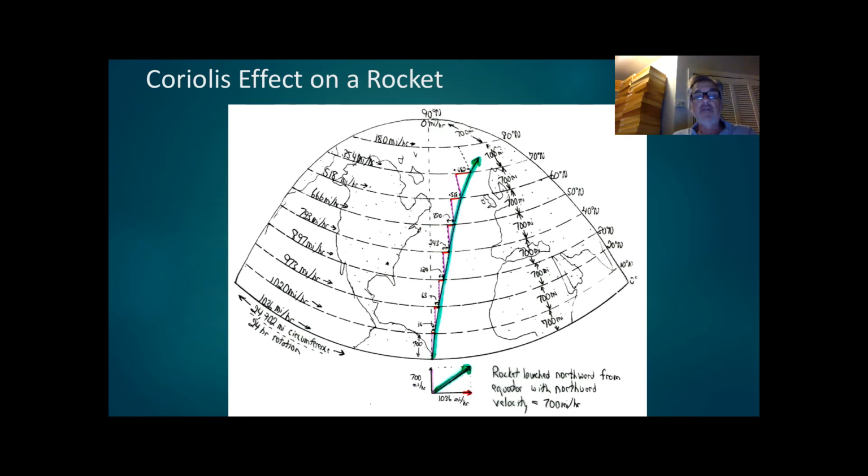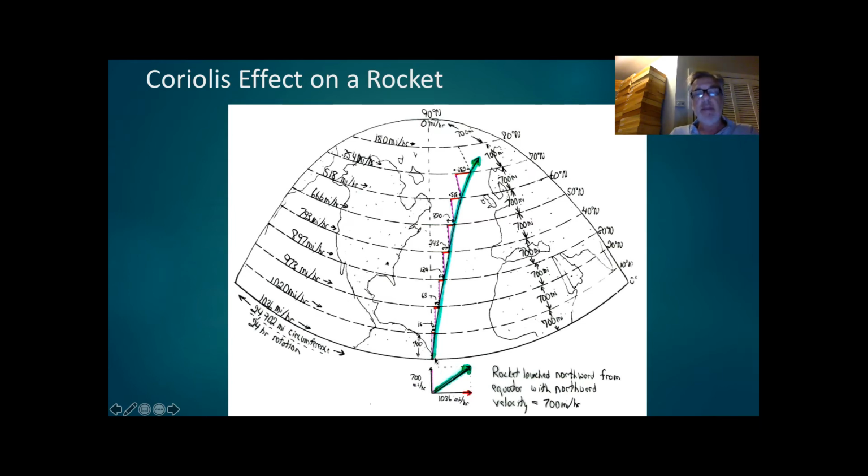Imagine a rocket that is launched due north from the equator. In this example, it has a northward velocity due to the rocket engine of 700 miles an hour, but due to the rotation of the Earth, it has an eastward velocity of 1,036 miles an hour, which is the speed of the Earth at the equator. That means that its total velocity actually would look like this here. It has a northward component and an eastward component, and the resultant would be a component to the northeast.